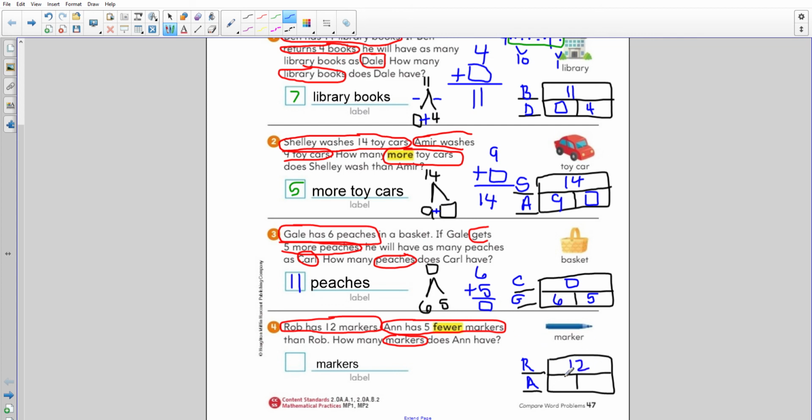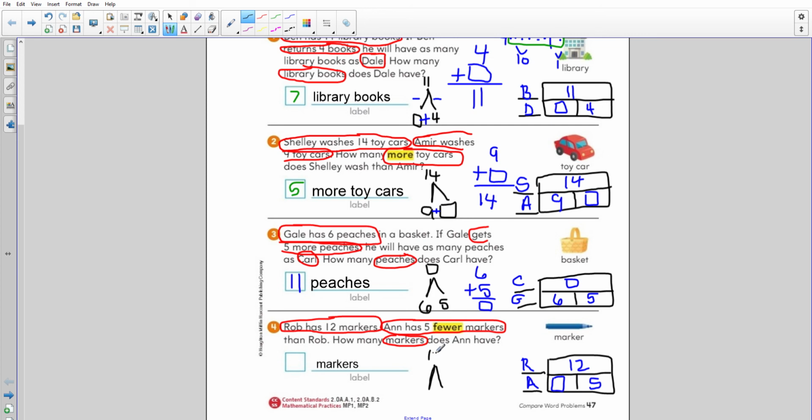Now let's go back. Do I know how many Ann has? Let me see. It says Ann has 5 fewer markers. So it doesn't say Ann has 5 markers. It says she has fewer. So I don't know how many Ann has yet. But I know the second number goes here because that would be the 5 that she would need to be the same as Rob. I'm going to make my handy dandy Math Mountain. Go ahead and pause the video. Put your numbers where you think they need to go.